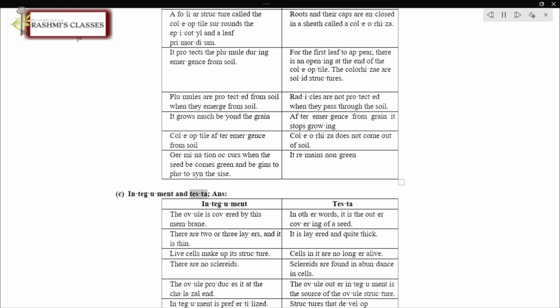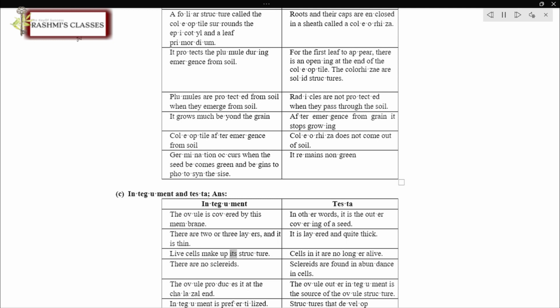Integument and testa. Ans. Integument: the ovule is covered by this membrane. Testa: in other words, it is the outer covering of a seed. Integument has 2 or 3 layers, and it is thin. Testa is layered and quite thick.